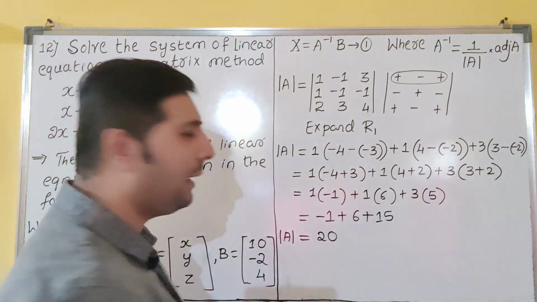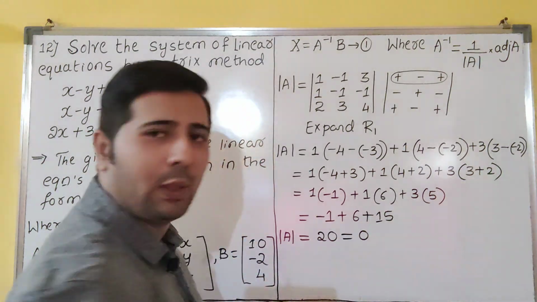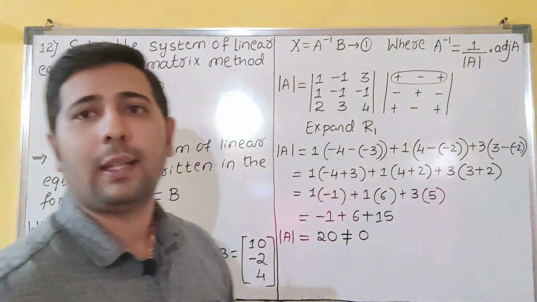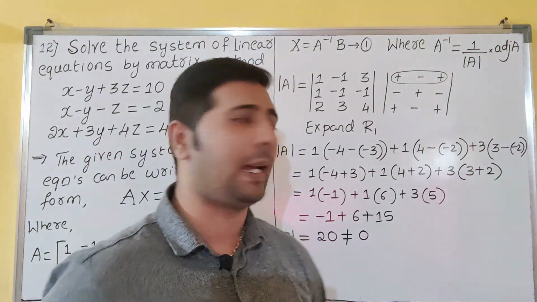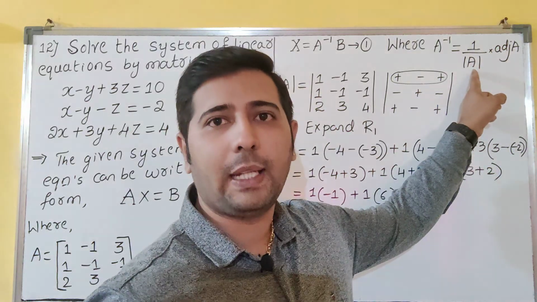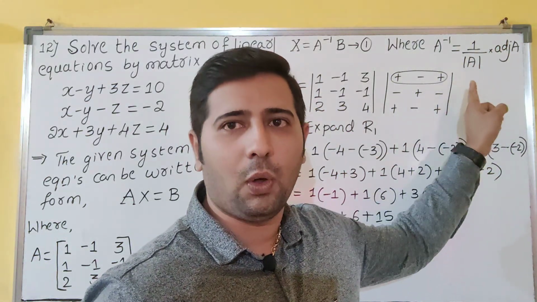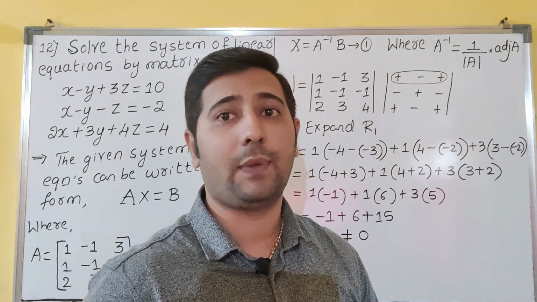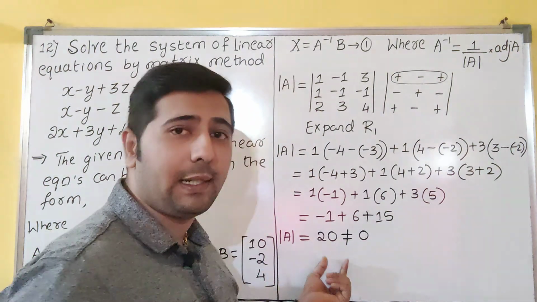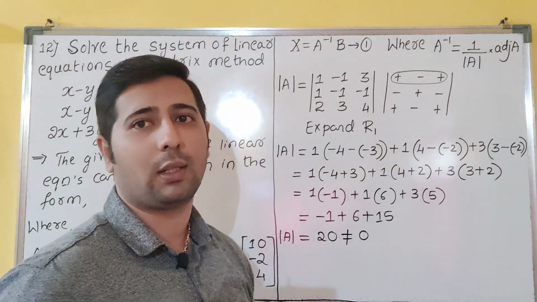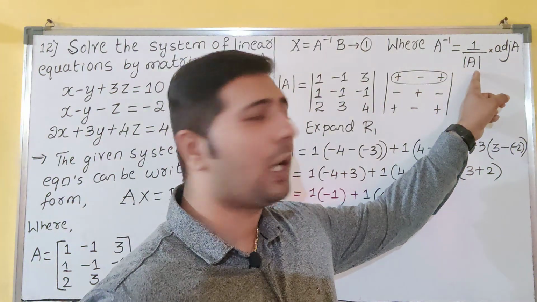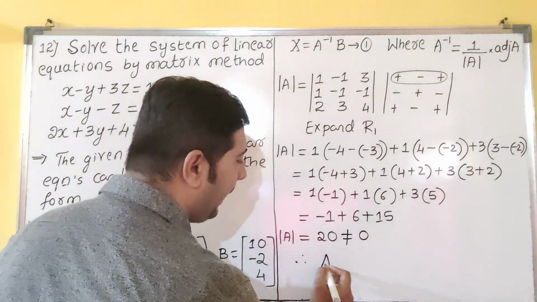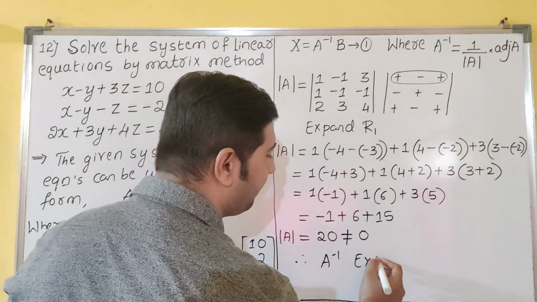Determinant A is equal to 20, and 20 is not equal to 0. So it is not equal to 0, which means A inverse exists. This you have to understand. Why are we finding this first? If it becomes equal to 0, 1 by 0 is what? Not defined, dear students. A inverse does not exist if it is not defined. And that's why you have to check whether the determinant value is 0 or not. So determinant is not coming 0, which means A inverse exists. Therefore you can write: A inverse exists.